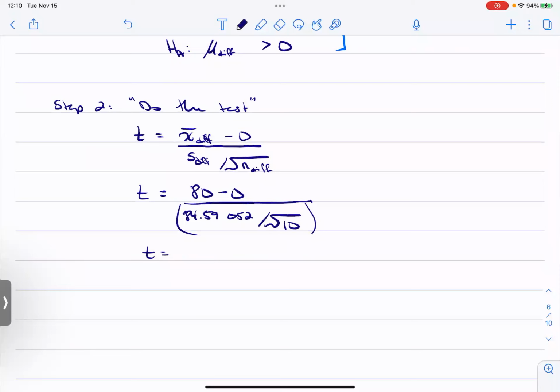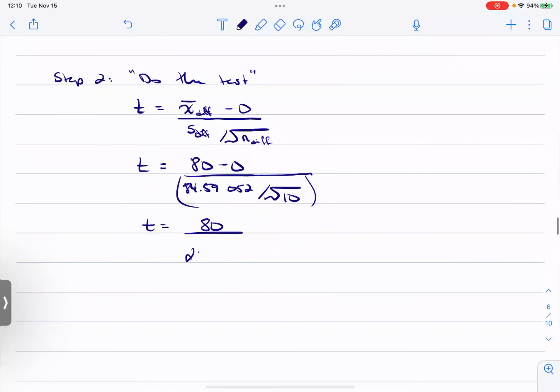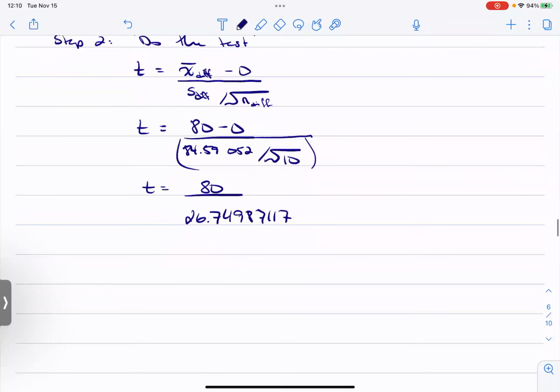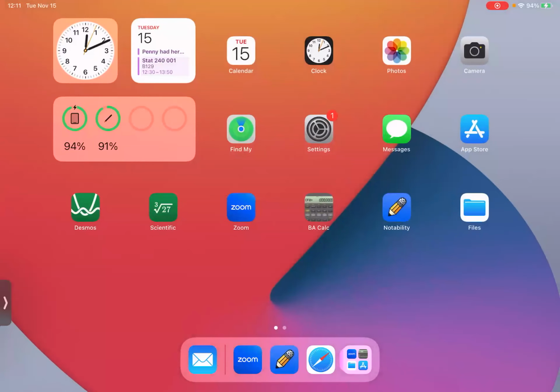So T is going to be 80 divided by 26.749871117, which gets me to a T of 2.9906686609. You can round that. Let's do T is approximately 2.991, to 3 decimal places.